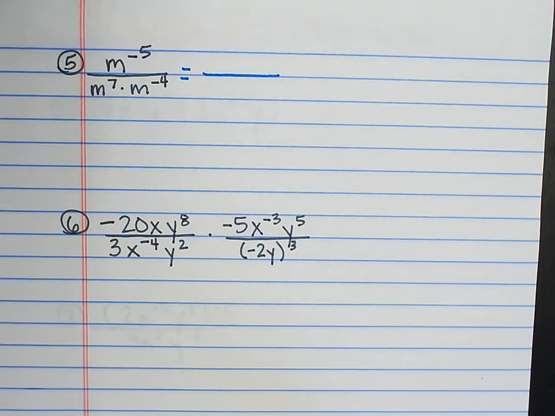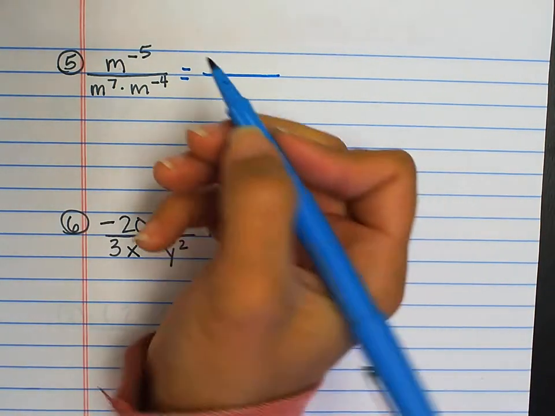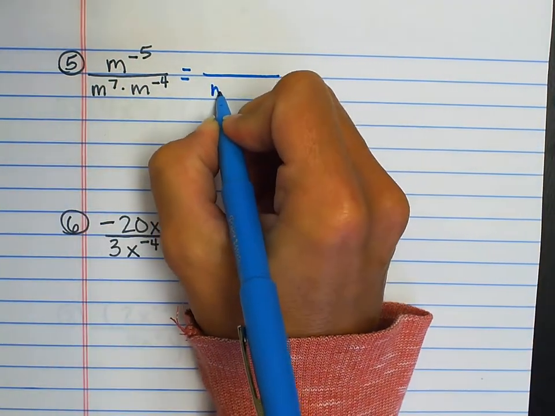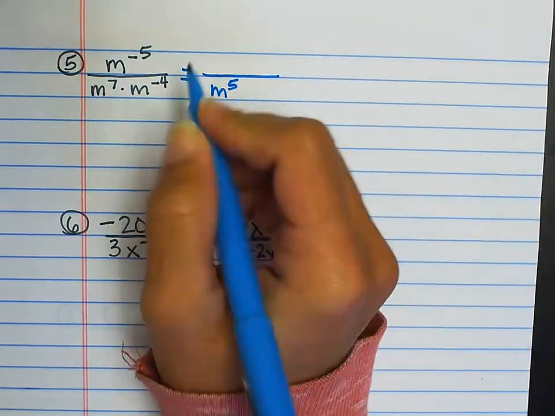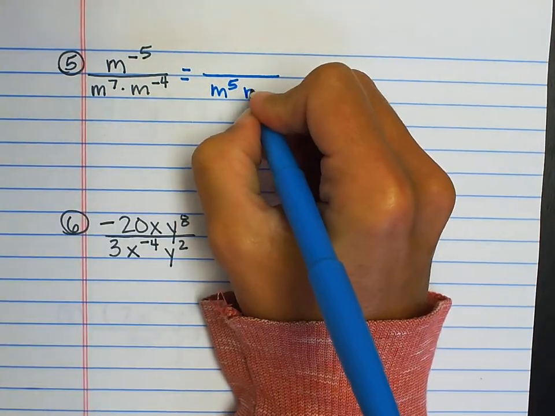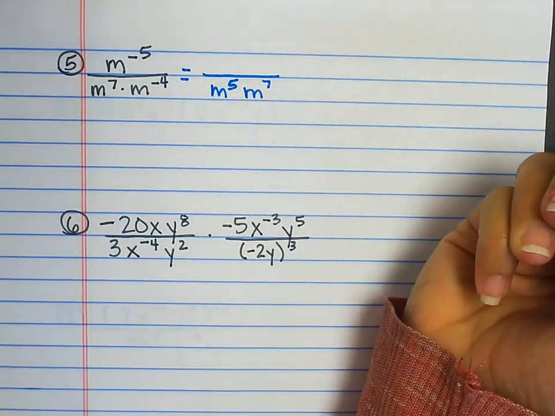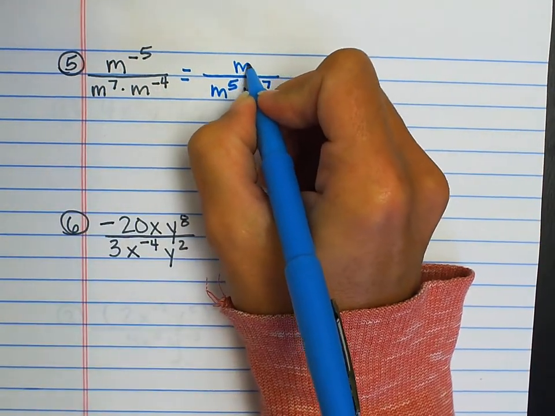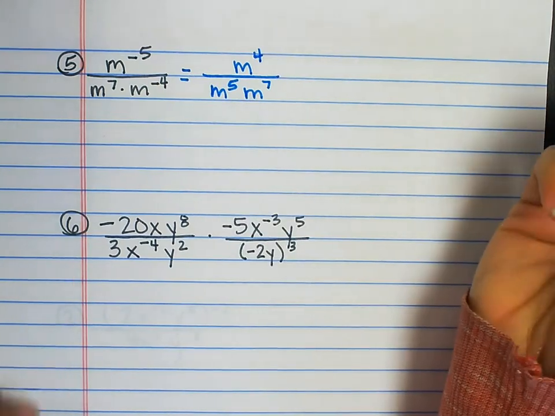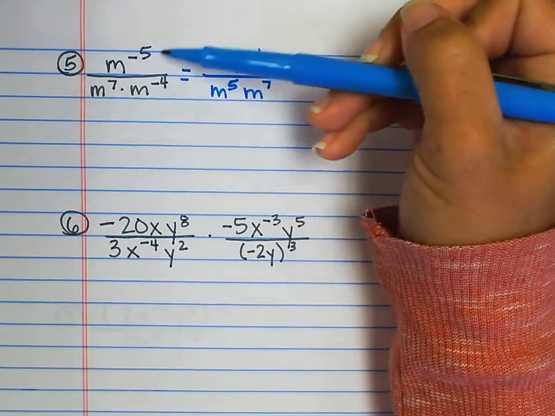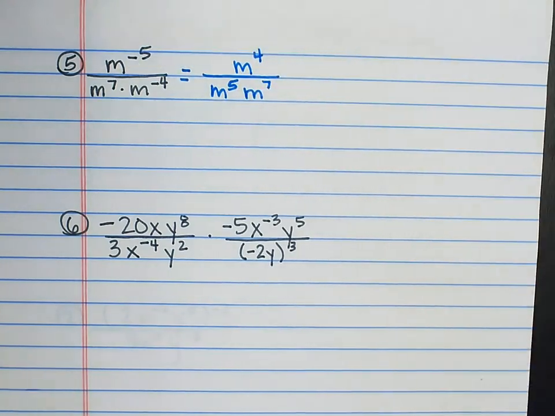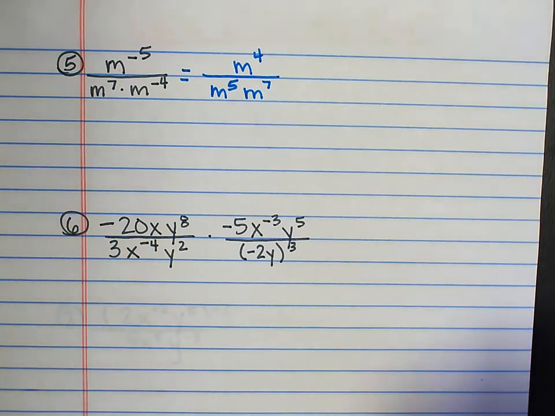We may still end up with a negative and have to deal with it later, but for now we'll move the negatives. So that means the m to the 5th is going to have to come down to the bottom and become positive. The m to the 7th is going to stay on the bottom because it was already positive. The m to the negative 4th will move to the top and become positive. So again, if you move a term from the top down to the bottom, the negative sign is going to go away. We would only do that if we had a negative exponent.